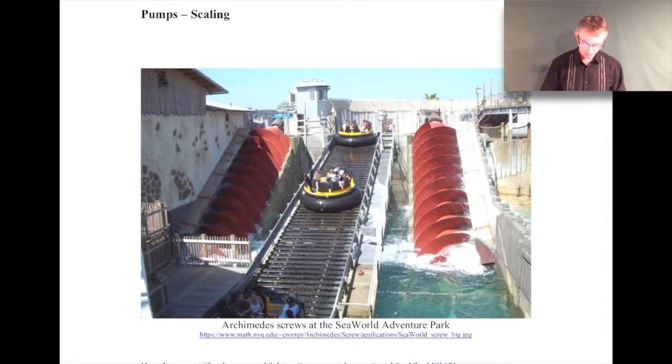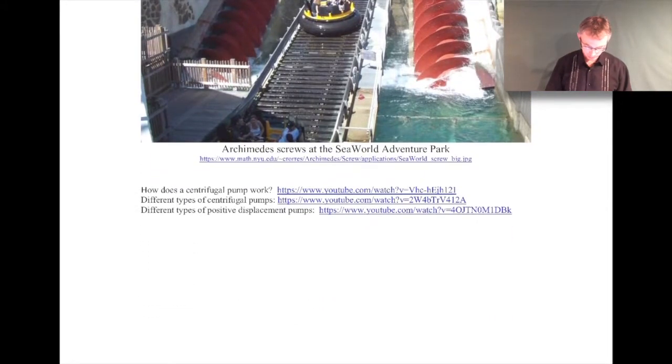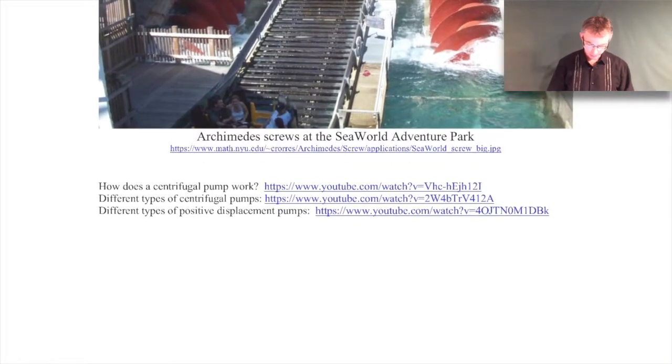All right, so let's get into the pump scaling work. Oh, I guess before we do that, I have a few links here that I thought were pretty good. These are all concerned with how different pumps work. So how does a centrifugal pump work, different types of centrifugal pumps, and then different types of positive displacement pumps. These are more kind of hands-on videos, and I thought they were really well done. So I encourage you to take a look at those when you have an opportunity.